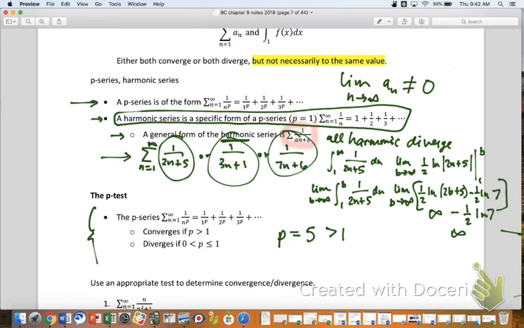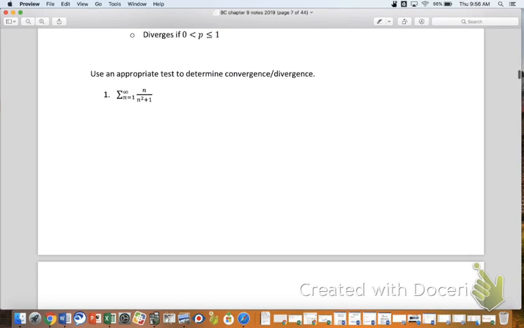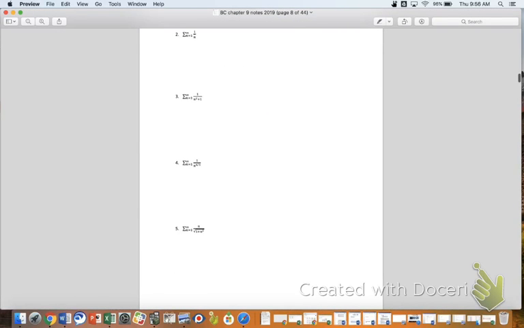I'll give you a little bit of time here and see what you can do. Maybe you pick out the easiest looking ones. You basically have 1 through 5, I think. Yeah. So there's 1 through 5.